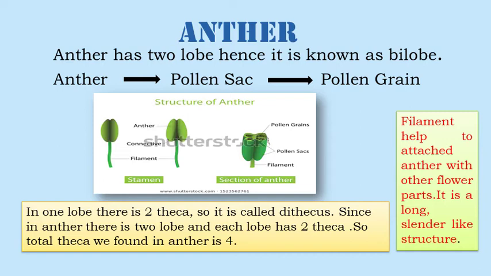Diathecus. Okay, and as you know that in anther there are two lobes, and each lobe has two theca. So what will be the total of the theca here? The total theca we found in anther is 4.